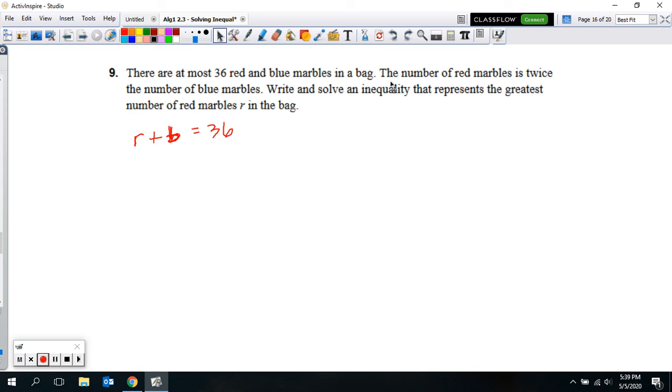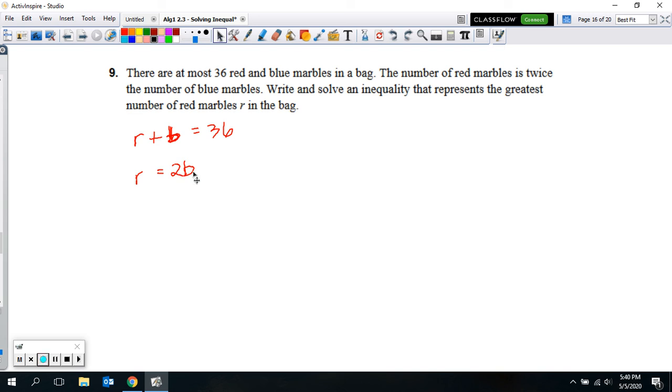Second one says the number of red marbles is twice the number of blue. So r is always going to mean equals in any kind of sentence here that we're trying to change into an equation. So r equals 2 times b. Twice means 2 times. So r equals 2 times b, 2b.